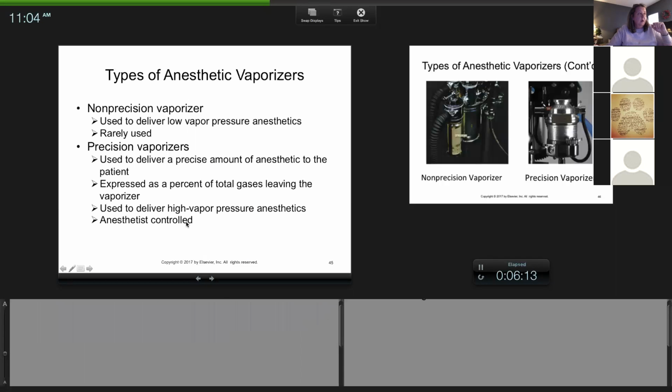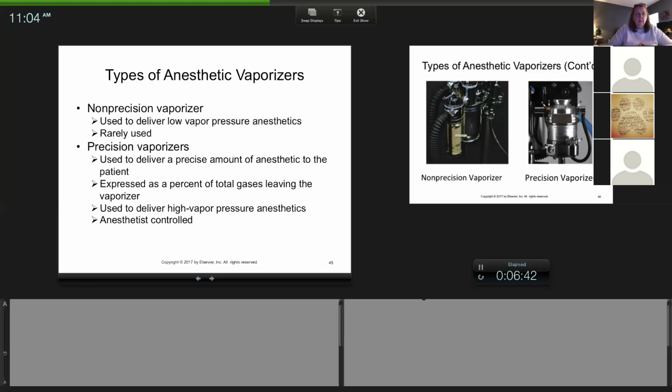Now, the two types of vaporizers were your non-precision and your precision vaporizers, but your non-precisions were used a long time ago with your low vapor pressure anesthetics. That would have been your methoxyflurane, and it could also be used with halothane, but methoxyflurane, and this is why this was used a long time ago.